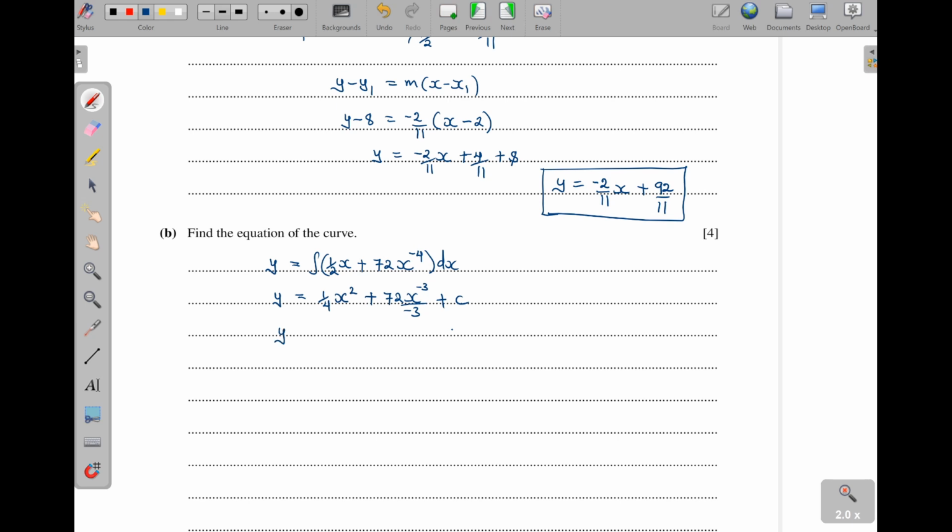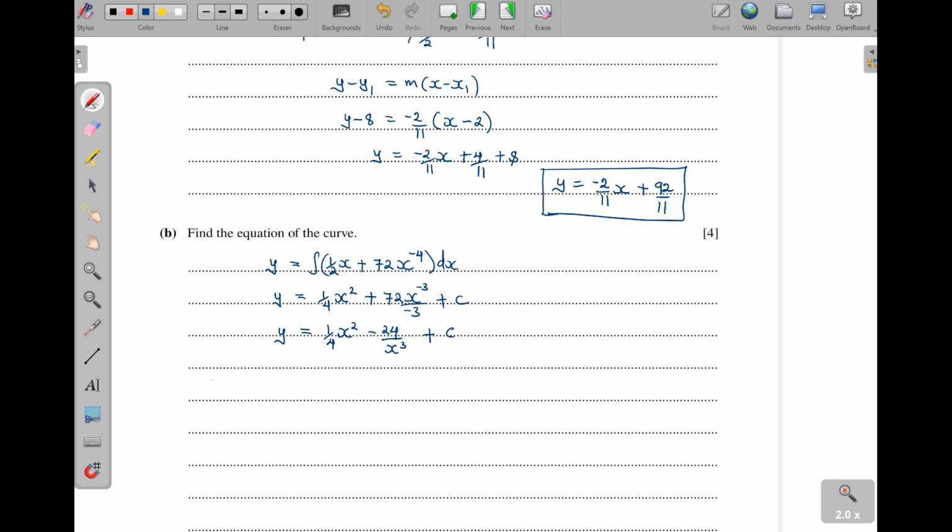And we are supposed to find that constant using a point that lies on the curve. So this is y is equal to a quarter x squared, then this one will be -24. So we can write -24. Then this one is, the power is negative, so I can take it down to be positive. So I'll have -24 out of x to the power of 3, then plus c.